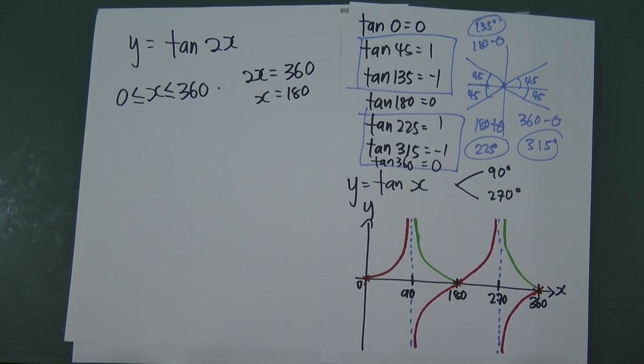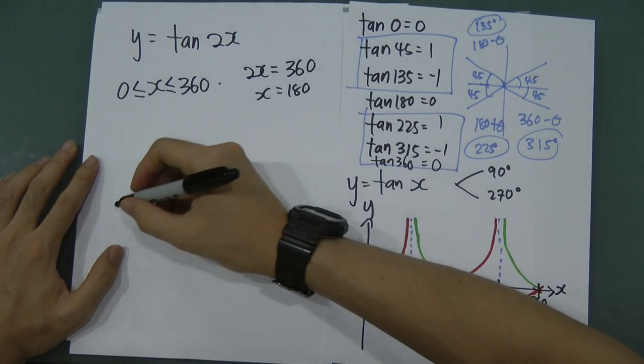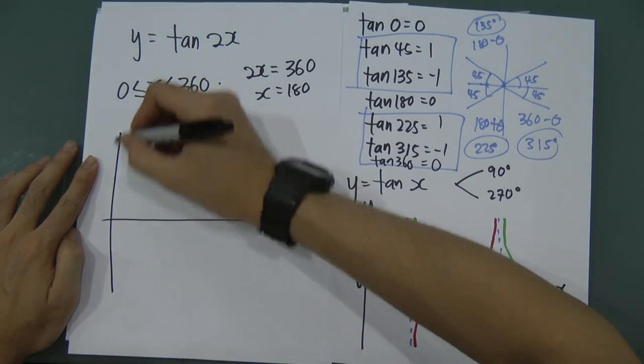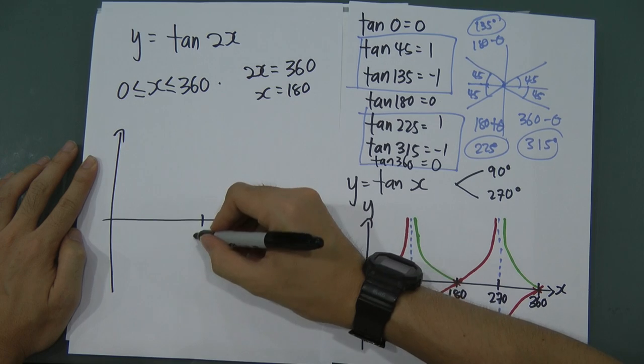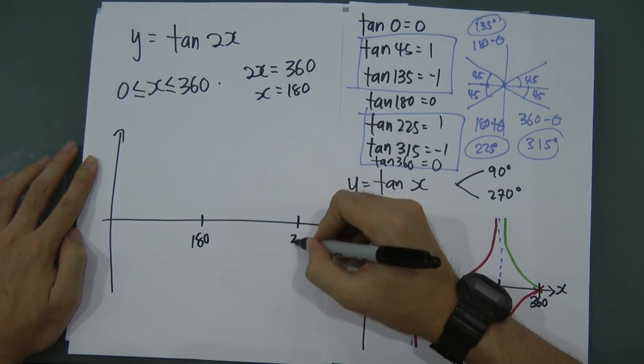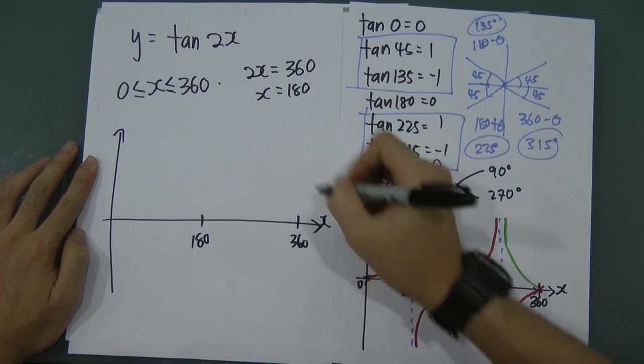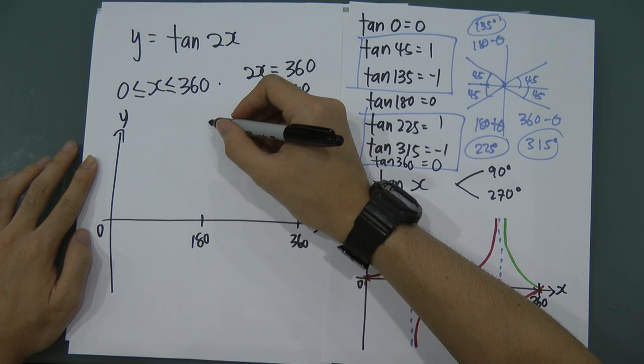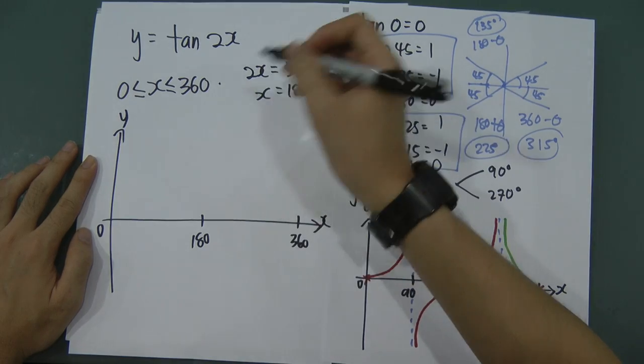Okay, if you're still not so sure about cycle, I'm going to show you over here. This one will be slightly hard to draw, so I draw a bit bigger. Okay, I got 180, 360, and this is x, this is y, this is 0. Okay, so I'm going to draw something like this.